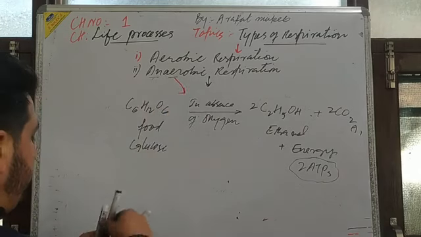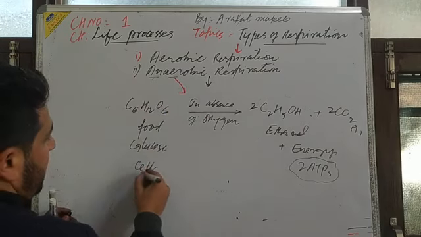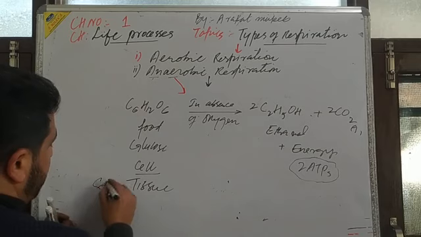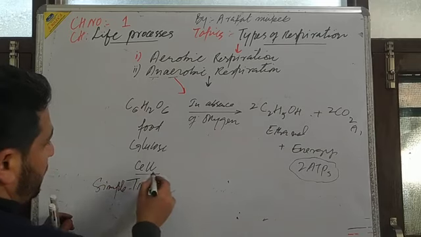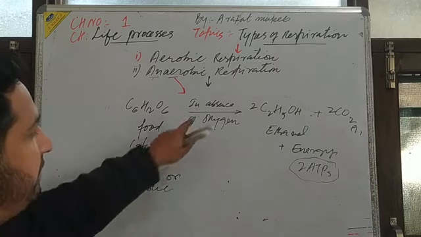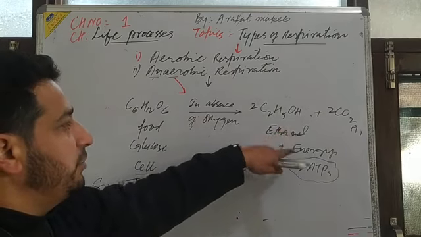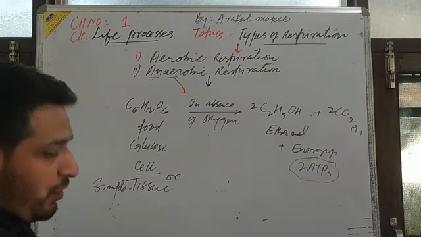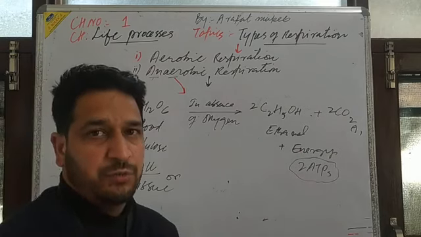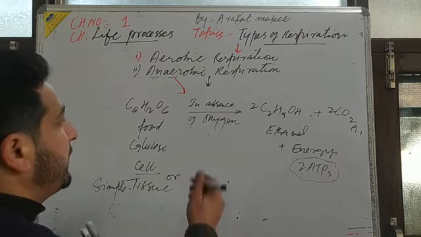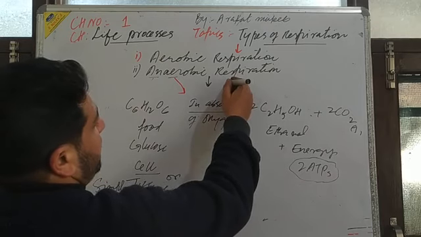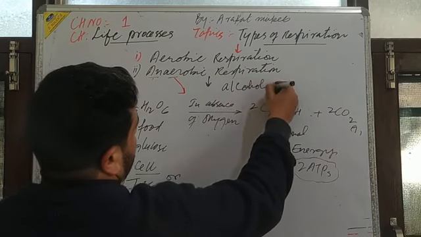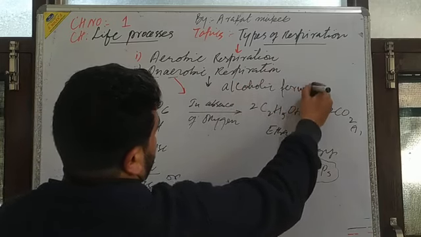In the food, when food reaches the cell, this glucose is present in the cell, or in the simple tissues. Their body is made up of simple tissues, or cells, we can say. And in absence of oxygen, it converts into ethanol, ethyl alcohol, and therefore it was Louis Pasteur who discovered alcoholic fermentation. Anaerobic respiration is therefore the alcoholic fermentation.